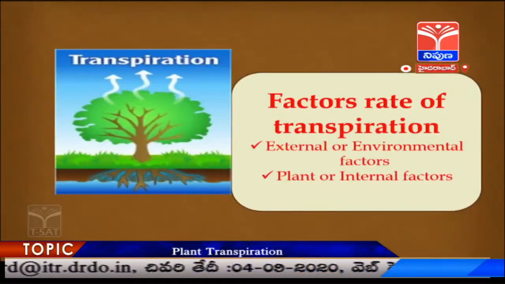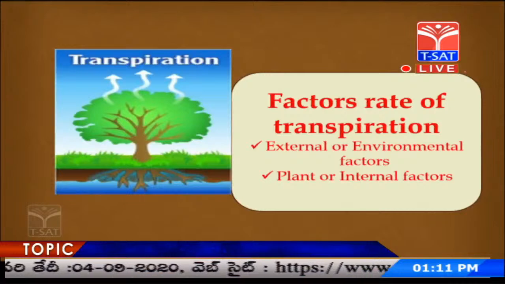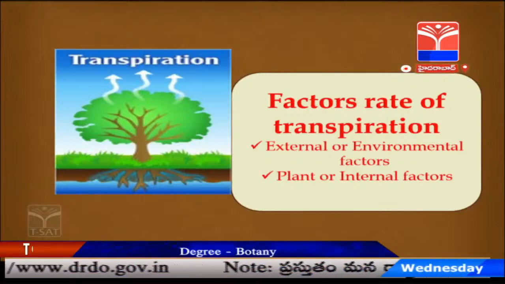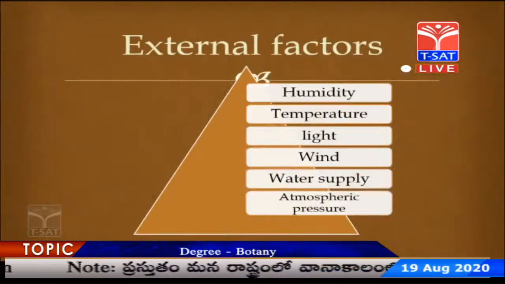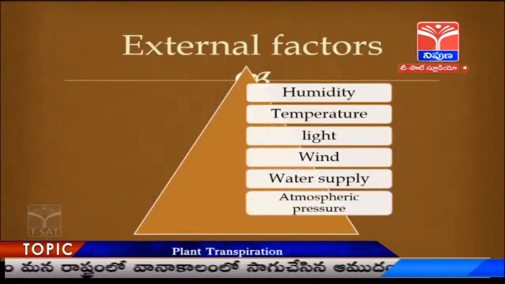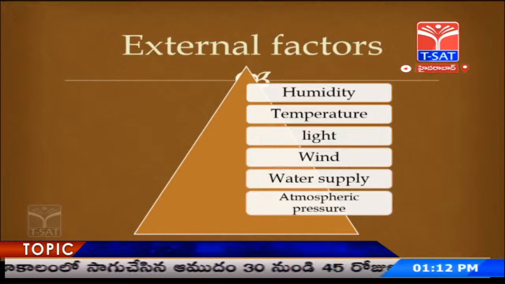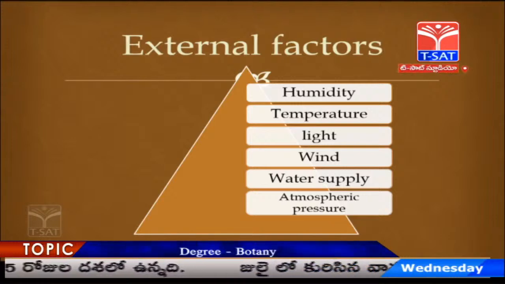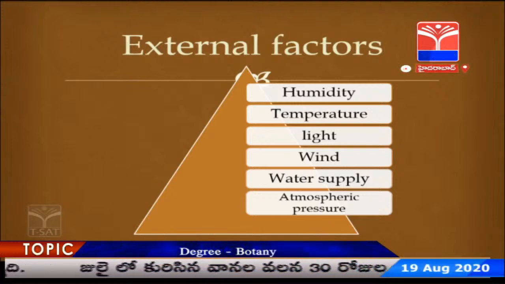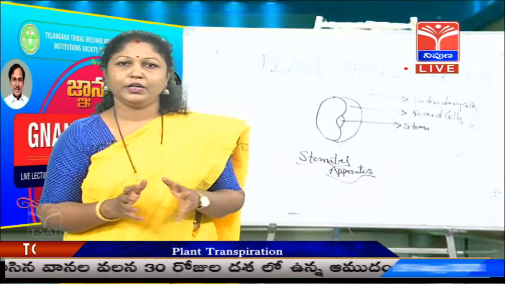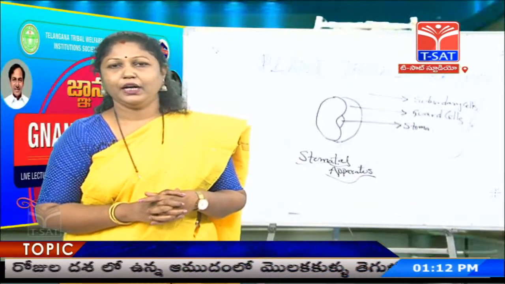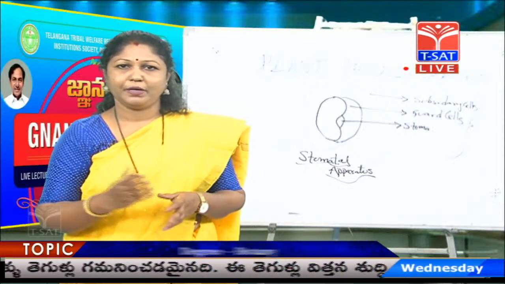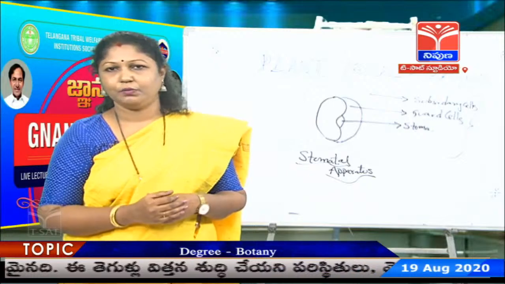Let us move further. Now, what are the factors that affect the rate of transpiration? If you are talking about the rates of transpiration, both external as well as internal factors play a major role. If you are talking about the external factors, humidity, temperature, light, wind, water supply and atmospheric pressure play a major role. If you are talking about humidity, it is about the wetness or dryness of a particular place. We find that in arid, dry regions, more stomata are present, so more transpiration occurs.